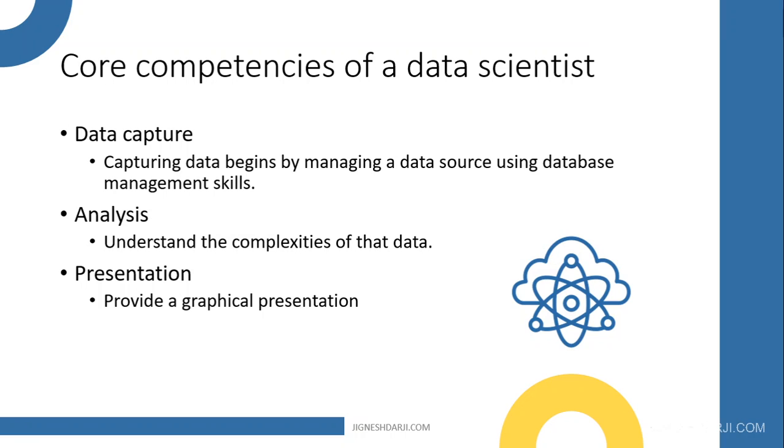The next thing is analytics. After you have data to work with and understand the complexity of that particular data, you can begin to perform analytics on that. So you can say this is the second skill for the data scientist, to analyze the data. First thing is capturing the data, second thing is analyzing the data, and the third thing that data scientists must have is presentations.